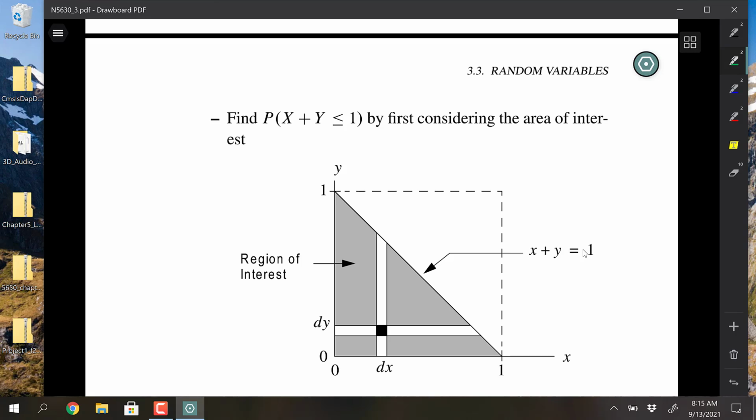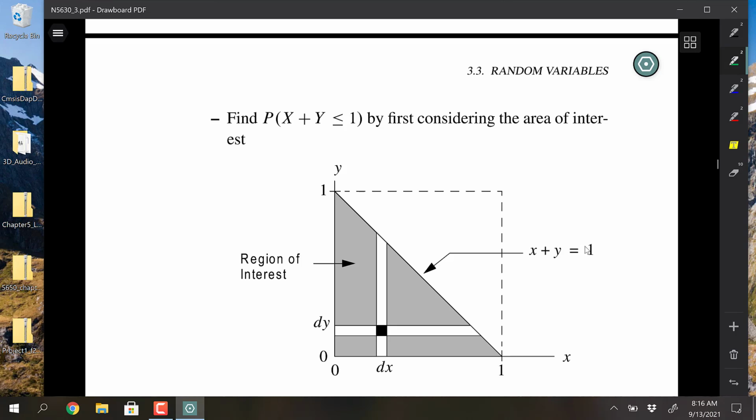I think we do estimation theory better, but I don't know. I teach that class in the spring, statistical signal processing, and it's got the classical detection theory and estimation theory built into it. At any rate, this problem is just saying find the probability that x plus y is less than or equal to 1.